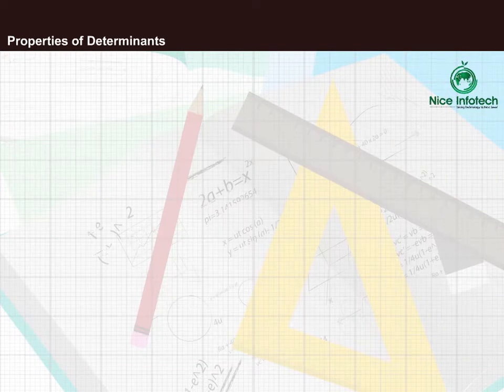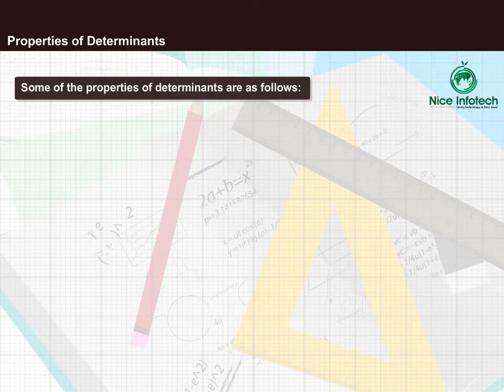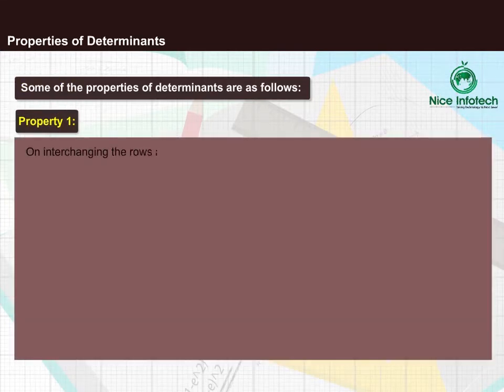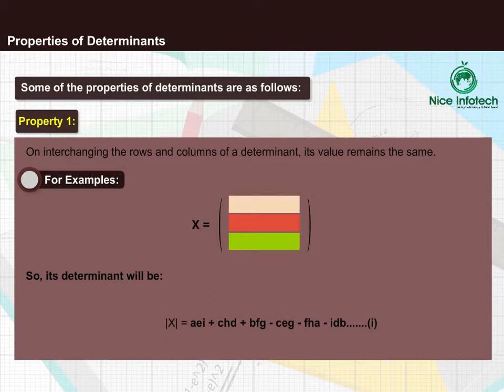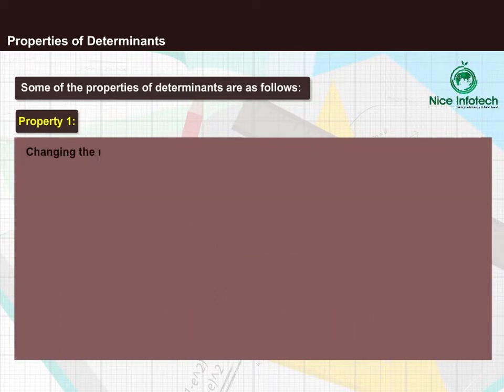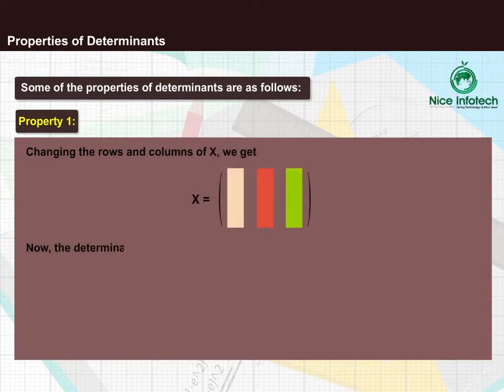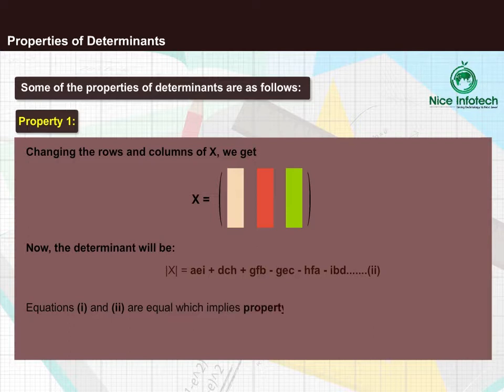Properties of determinants. Some of the properties of determinants are as follows. Property 1. On interchanging the rows and columns of a determinant, its value remains the same. For example, X is equal to, so its determinant will be given as, let it be equation 1. Changing the rows and columns of X, we get X equal to. Now the determinant will be given as, let it be equation 2. Equations 1 and 2 are equal, which implies property 1.